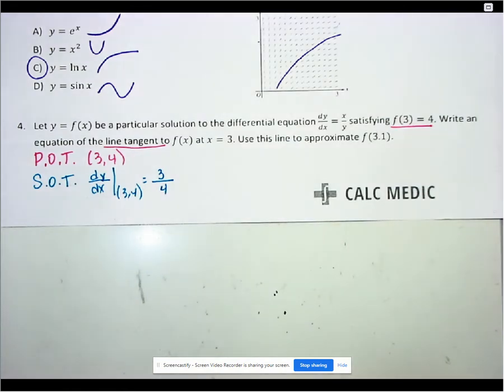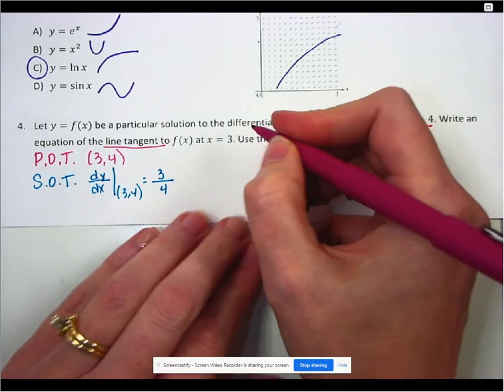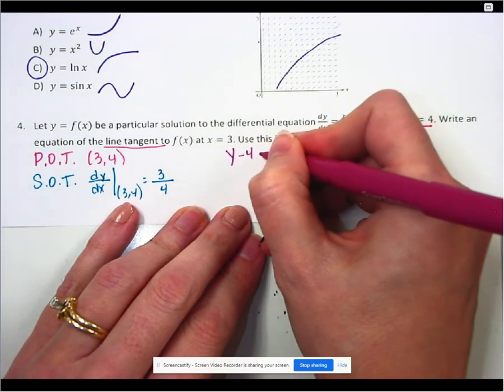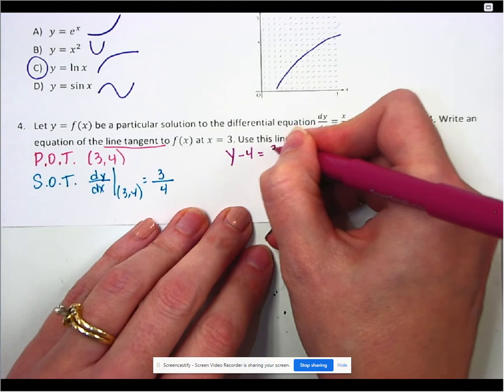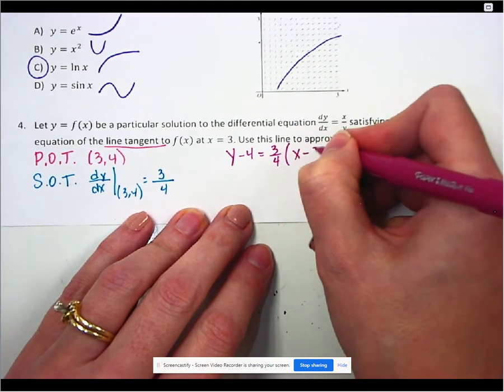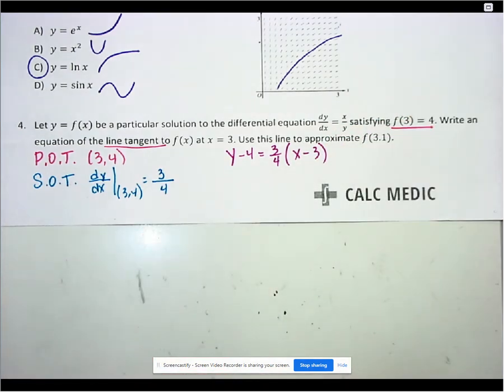All right, so finally, we can do our tangent line by using the old point-slope form. So it's y minus the y part of the point of tangency equals the slope times x minus the x part. And then we use this tangent line to approximate the value of f of 3.1.